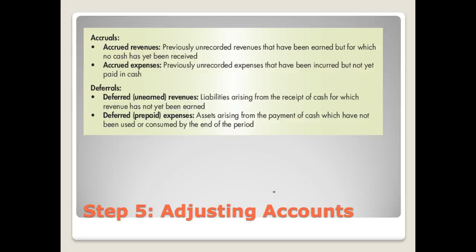Deferrals are more or less the opposite. Deferred revenue means the company has received the cash but hasn't earned the revenue. So it has created an unearned revenue, which is a liability. A deferred expense means the cash has changed hands. The company has paid for the expense, but the expense has not actually been incurred yet. So there is a prepaid expense, which is an asset account, sitting on the company's balance sheet.